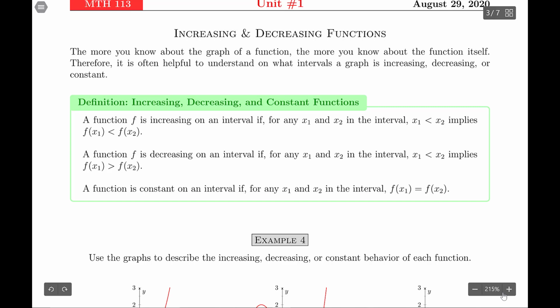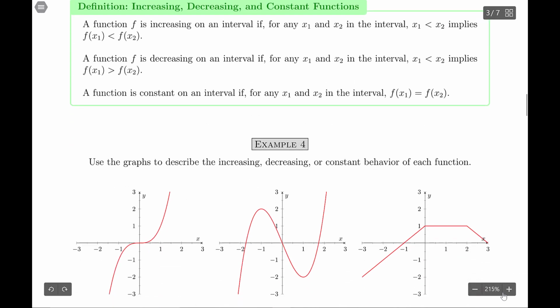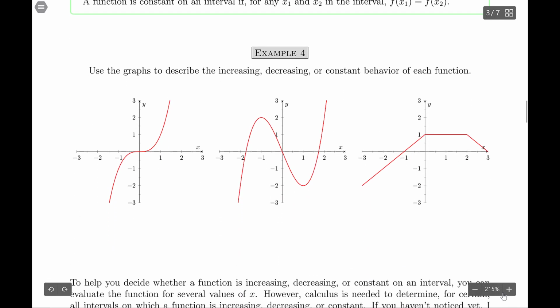Increasing and decreasing functions. It sounds exactly like what you would think. We're looking at where the function is increasing, where it's decreasing, and where it might be constant. For example 4, we're going to use the graph to describe the increasing, decreasing, or constant behavior of each function.